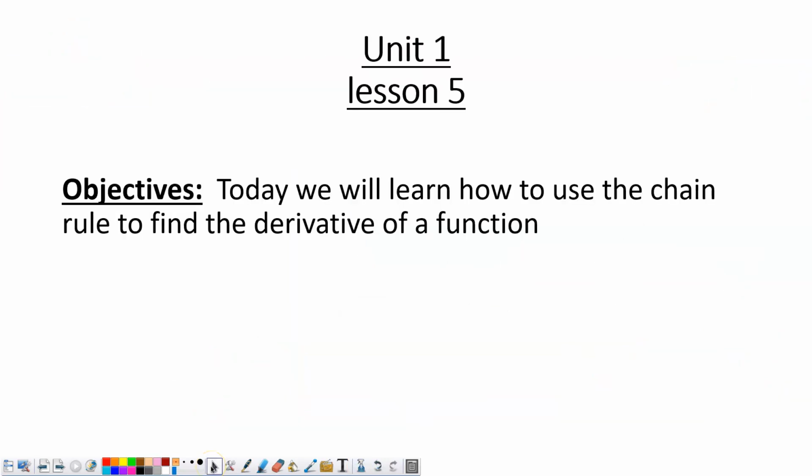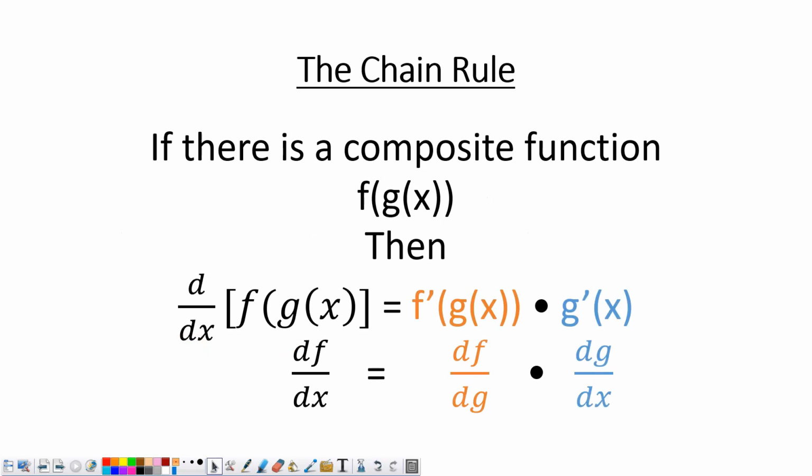Let's go ahead and jump right into it. So today we're going to learn how to use the chain rule to find the derivative of a function. All right, so here it is. If you want to find the derivative of a composite function, you're going to use what's known as the chain rule. Okay, they call it a chain rule because just like the links in a chain affect each other, since they're connected, one link affects the other link. Well, with a composite function, the inside function affects the outside function, so it creates a chain of events, so to speak. So they call this the chain rule.